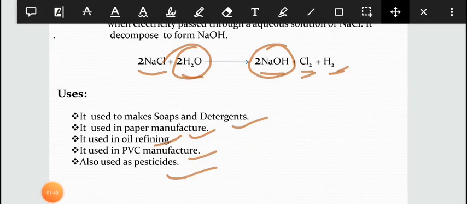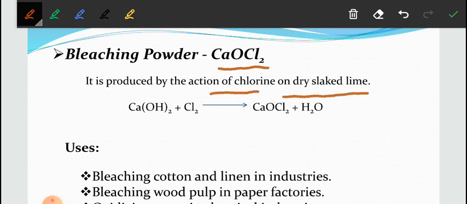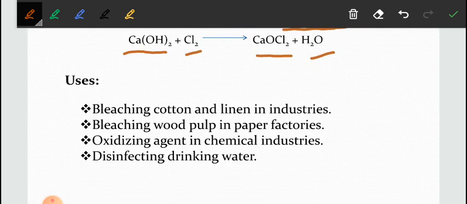Now the next chemical is bleaching powder, that is CaOCl2. It is basically produced by the action of chlorine on dry slaked lime. That means when we add chlorine to calcium hydroxide, we will get CaOCl2, which is our bleaching powder, and along with it we will obtain water. It is basically used in bleaching cotton and linen in industries. It is used for bleaching wood pulp in paper factories. It is also used as an oxidizing agent in chemical industries, and it is mainly used for disinfecting drinking water.